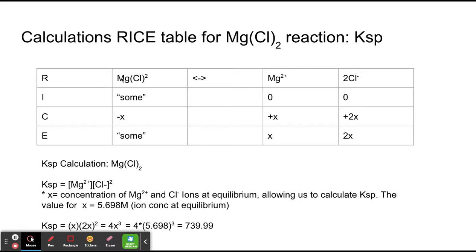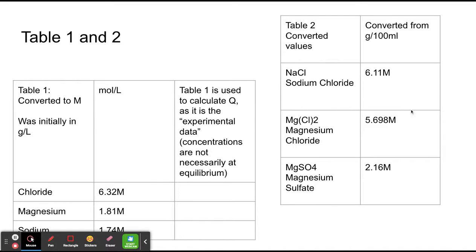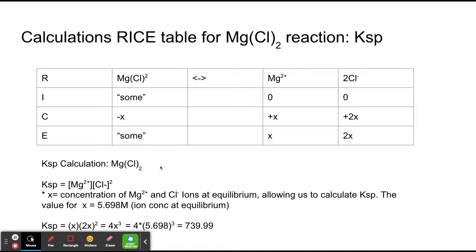Then for this one, we have some of the solid and then initially none, just like the last one. But this one is going to be plus 2x because there's 2 chlorides. This one's also plus x. And so for x, we use this value right here for magnesium chloride, which we found from converting. And so the Ksp calculation for this is the concentration of magnesium and chloride. Well, the chloride is squared because there's 2 chlorides. So the Ksp is 4x cubed, using that value that was in table 2, is 739.99.